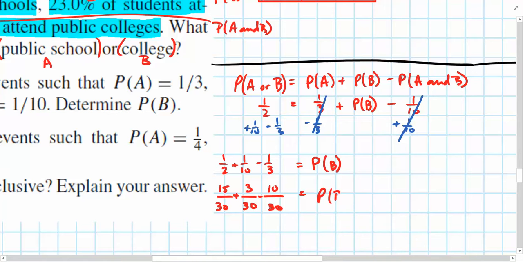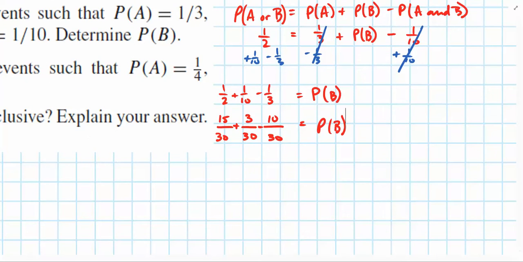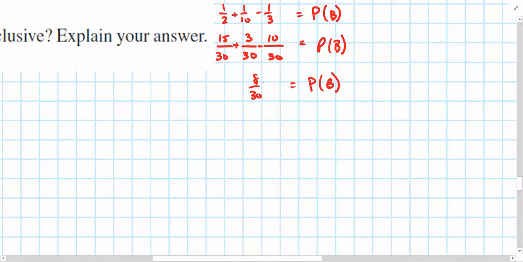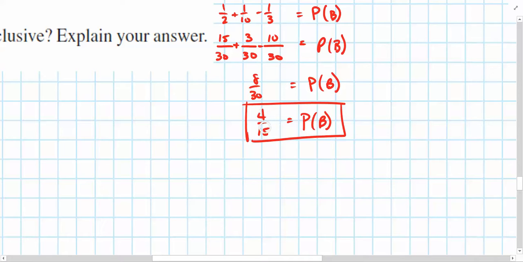And the result from this math is our probability of B. So it looks like 15 plus 3 makes 18. 18 take away 10 is 8/30. However, if I record an answer in fractional form, in rational form, it better be reduced to lowest terms. I think we can do better than this, so I'll divide both the top and the bottom by 2, and that leaves me with 4/15. And I think that's all the better we can do. There's nothing that divides both 4 and 15 other than the number 1.